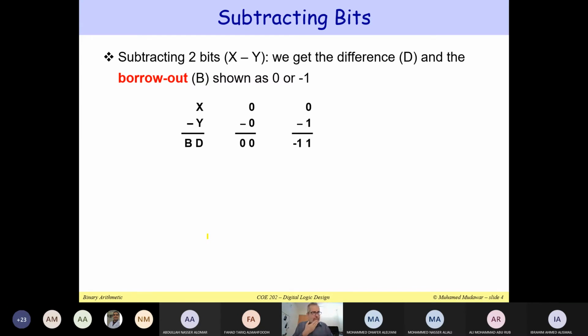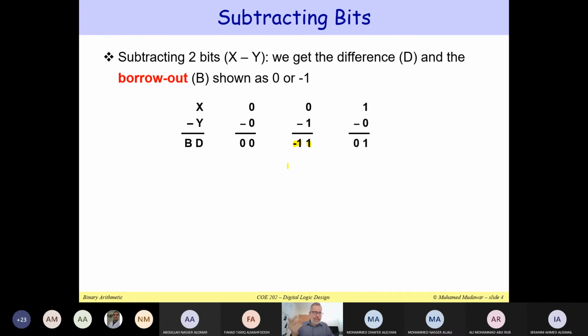I cannot subtract 0 minus 1 because 0 is less than 1, so I have to borrow. My borrow here is shown as negative 1, that's the indication of the borrow. Because I'm borrowing from the next bit, I'm going to borrow a 2. In decimal, the borrow is 10; in binary, the borrow is 2. So this becomes 2 minus 1, which is 1. So the difference is 1, and there is a borrow. This is the difficult case because x is less than y: 0 minus 1.